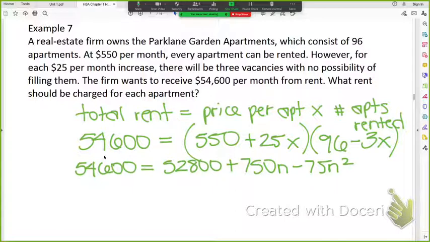Once you FOIL to solve something that has a squared term in it, again, we went over this a couple minutes ago, you are going to need to factor. So to factor, you need to have everything on one side and it equal to 0. The way I'm set up here, which side should I move everything to? I'm going to move everything, for me, to the left. I don't like to factor things with a negative squared term. So I'm going to move the 75n squared to the left. Subtract the 750n. And I'm going to subtract the 52,800 from the 54,600.